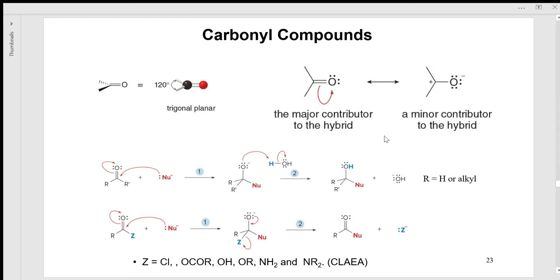This is the third part of my review about carbonyl compounds. I put all the chapters about carbonyl compounds together and review them together. So, carbonyl compound, again the structure.